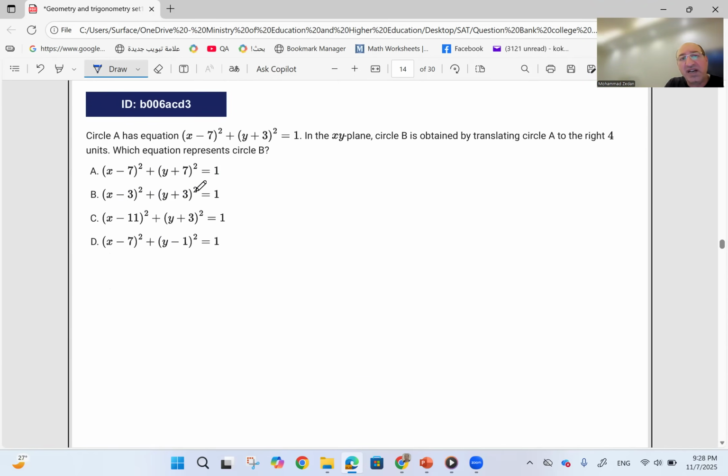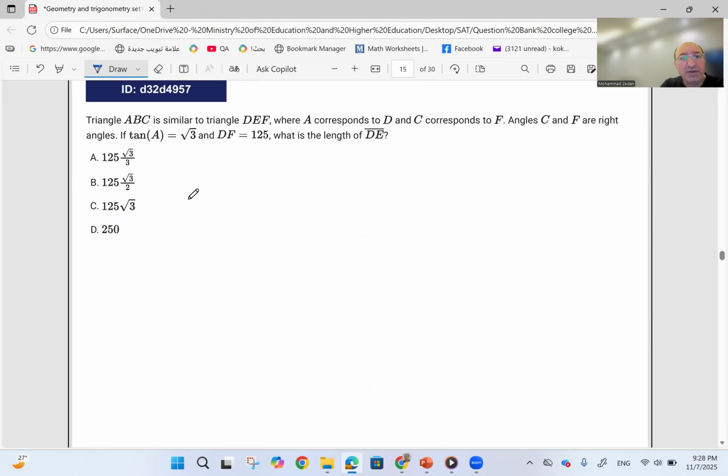I have the equation of a circle: x minus 7 all squared plus y plus 3 all squared is equal to 1 in the xy plane. Circle B is obtained by translating circle A to the right 4 units. Shifting to the right, you do the opposite: you subtract 4 from the x. So it will be x minus 11 all squared plus the same rest of the equation, y plus 3 all squared is equal to 1. Option C is correct. Next question.